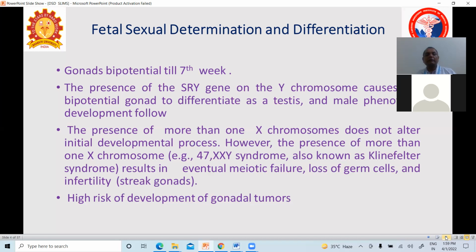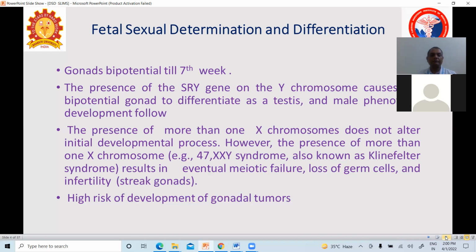Till 13 to 15 weeks of intrauterine life, even in the absence of one X chromosome or in the presence of one extra X chromosome, the fate of that gonad is not going to alter. But as soon as the primordial follicles arise around 13 to 15 weeks, gonadal failure sets in. For example, in Klinefelter syndrome, 47XXY, one extra dose of X chromosome is there, and after 10 to 15 weeks, meiotic failure will take place, and ultimately the gonads will be streak gonads. But in both cases, male or female, till 13 to 15 weeks of life, gonadal failure will not set in.